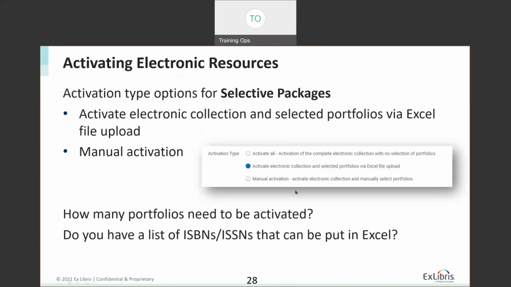Also, that last choice we made, the activation type: if I have that Excel file, I'm going to choose that second option, or if it's a very small set of portfolios, I might choose that third option.